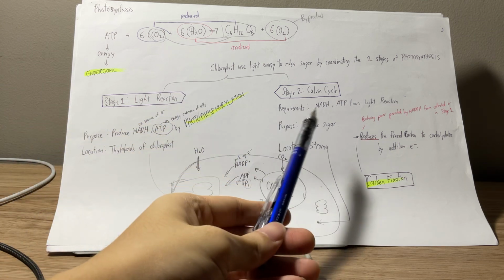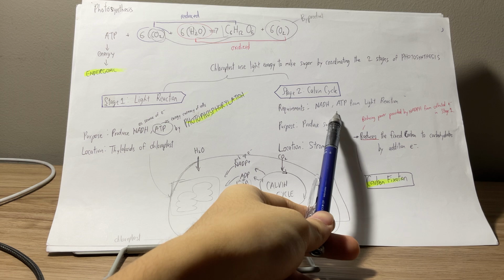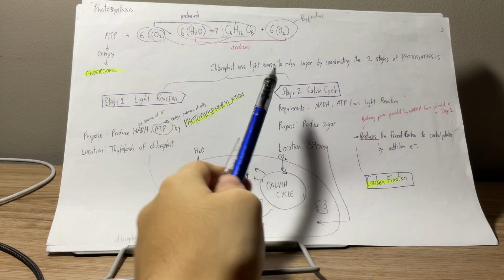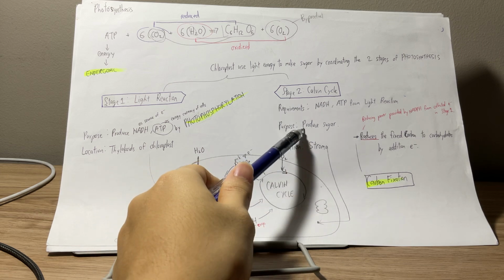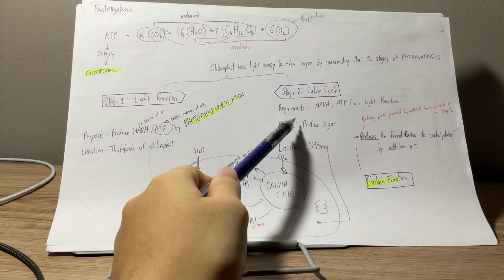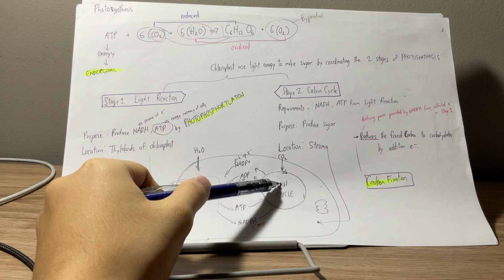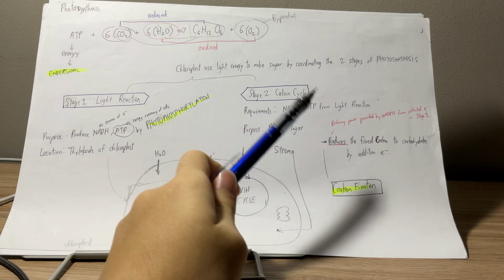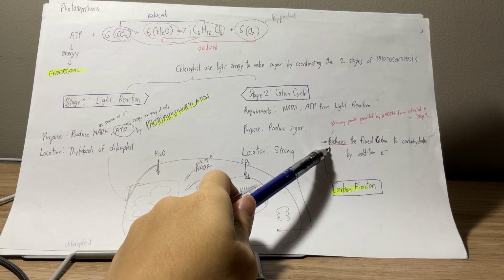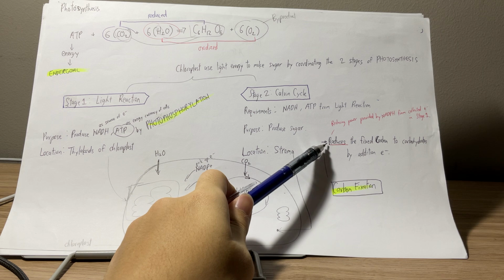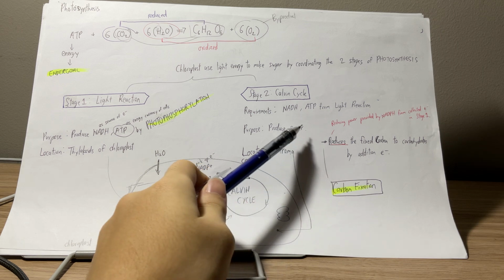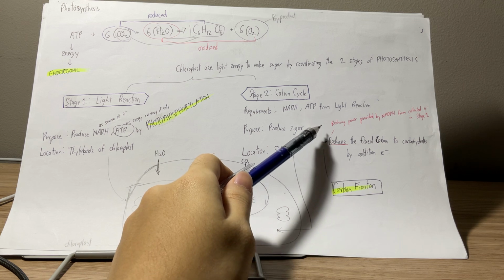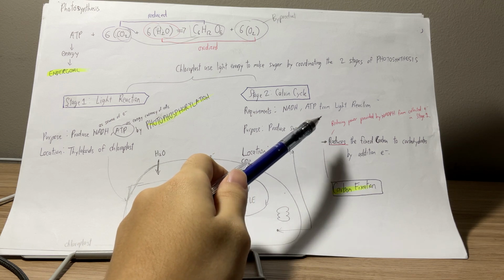Stage 2, requirements are NADH and ATP from the light reaction, the products basically of LR. And the purpose is to produce sugar. And where is this located? The Calvin cycle. It happens in the stroma. So it reduces the fixed carbon to carbohydrates by the addition of electrons. So this is carbon fixation. Reducing power provided by NADPH from collected electrons in stage 1.